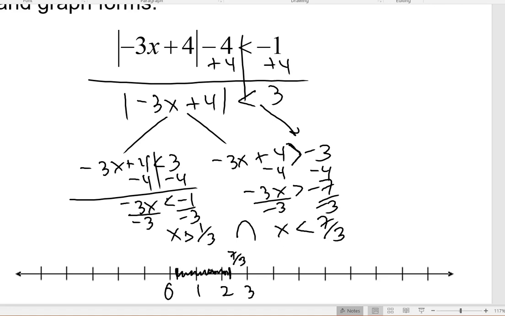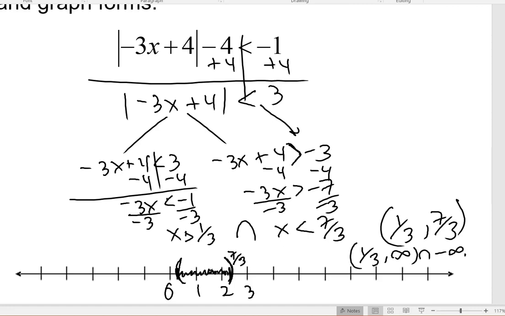What symbol do we use? Both of them look like they have just a simple parenthesis between them. What would our interval be? A minimum of 1/3, a maximum of 7/3, both with parentheses. Or some of you really like this, 1/3 to infinity and negative infinity to 7/3. I would accept that as well.